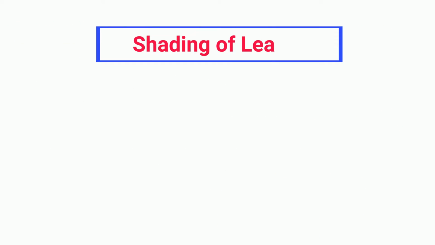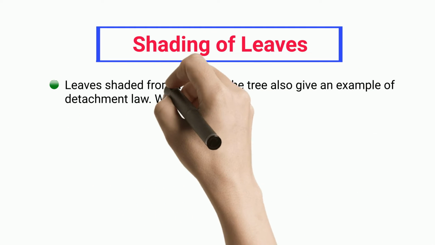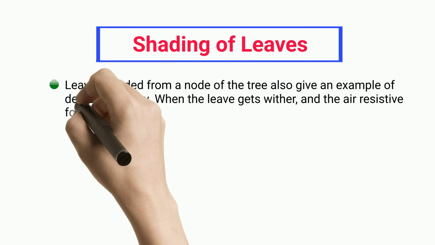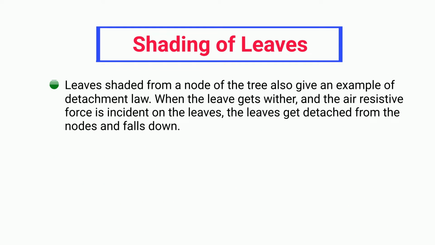Shedding of leaves. Leaves shed from a node of the tree also give an example of the detachment law. When the leaf withers, and the air resistive force is incident on the leaves, they get detached from the nodes and fall down.